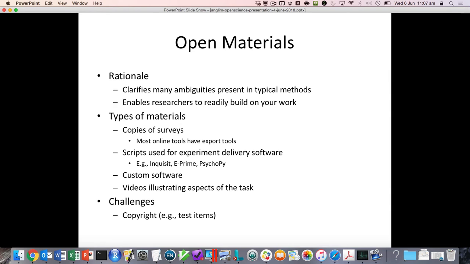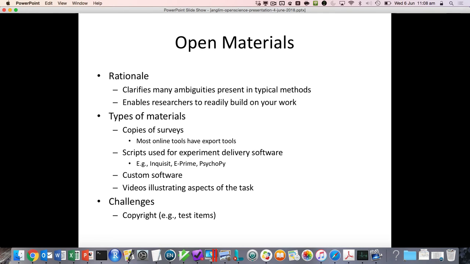Open materials is also another arm of this stuff, which is, I guess, about going beyond the vagueness of a method description to include more details about the materials you used, with the aim of making it easier for other people to build on your research and also clarify ambiguities.